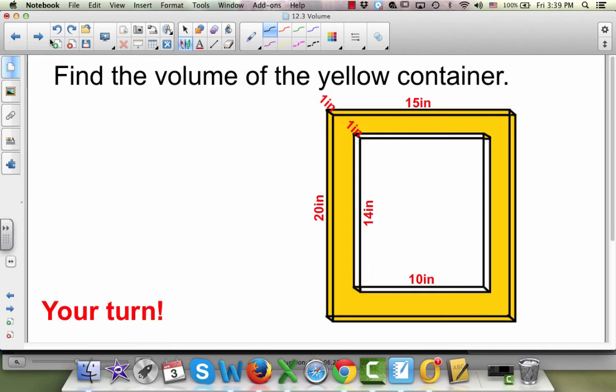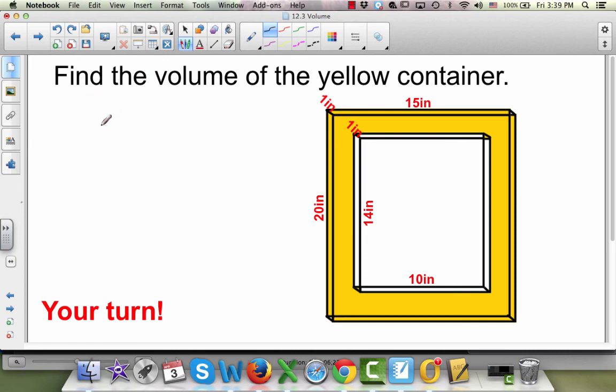No. So it's your turn now. Find the volume of the yellow container. Well, what you've got to do is find the volume of the whole thing and subtract this white part. Let's see if you can do that. Pause the video and then come back to me.